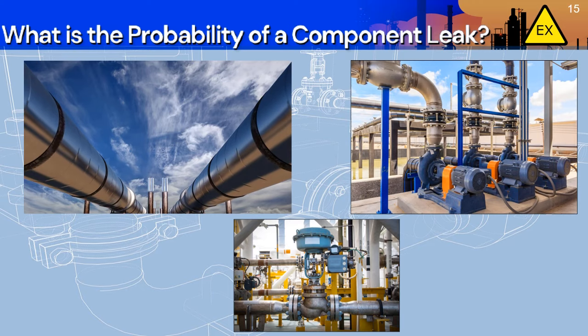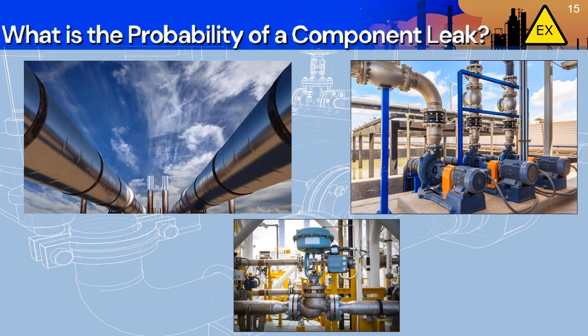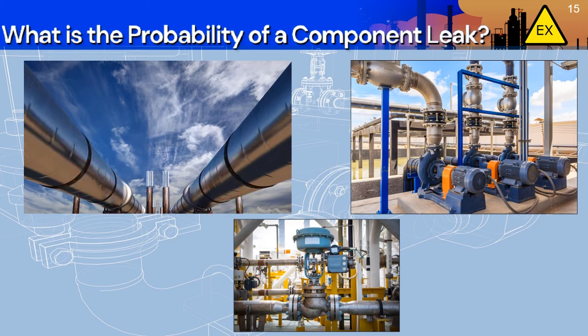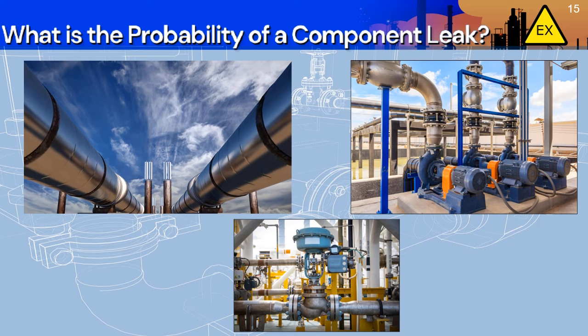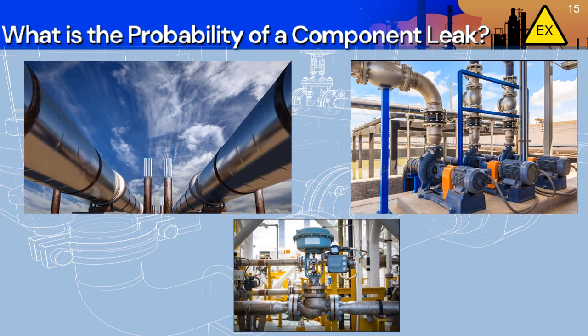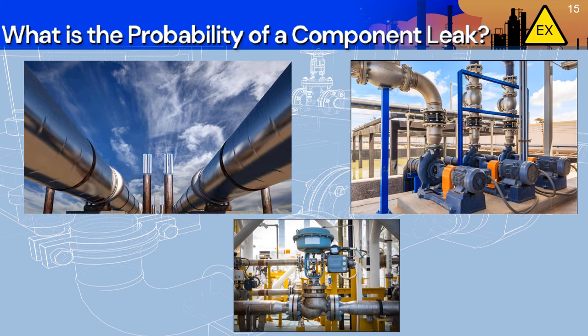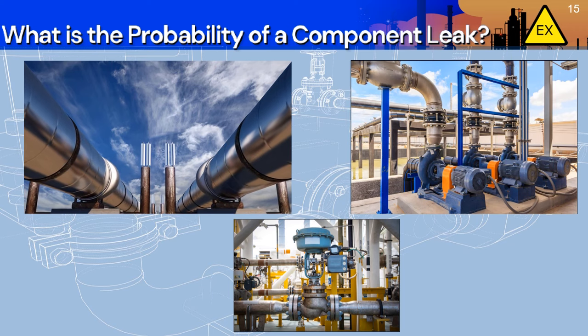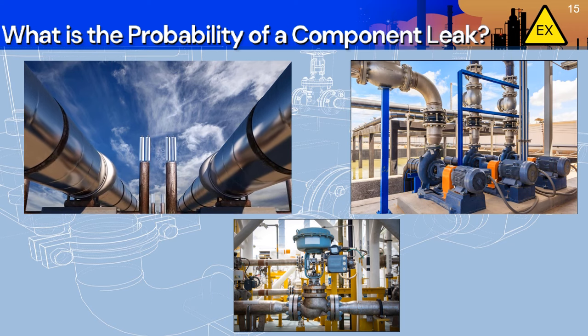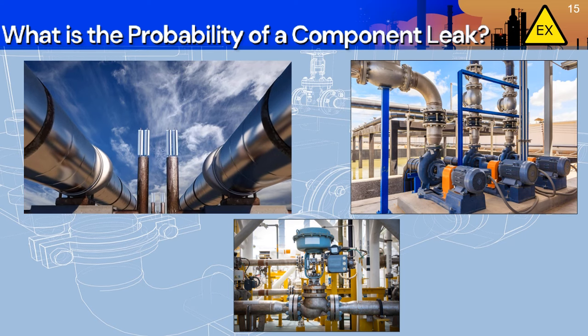This brings us to the question, what is the probability of a component leak? There are several factors that influence the probability of a release. On average, facilities handling flammable gases will leak more than facilities handling flammable liquids. Plant equipment subject to wide temperature swings will also leak more. Plant maintenance practices are also a consideration.